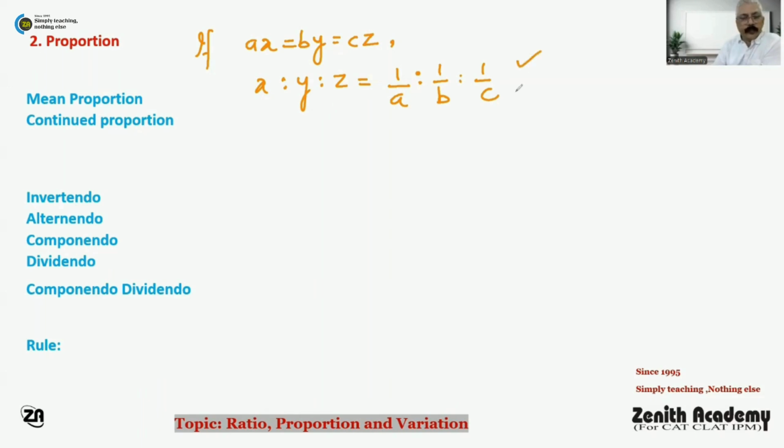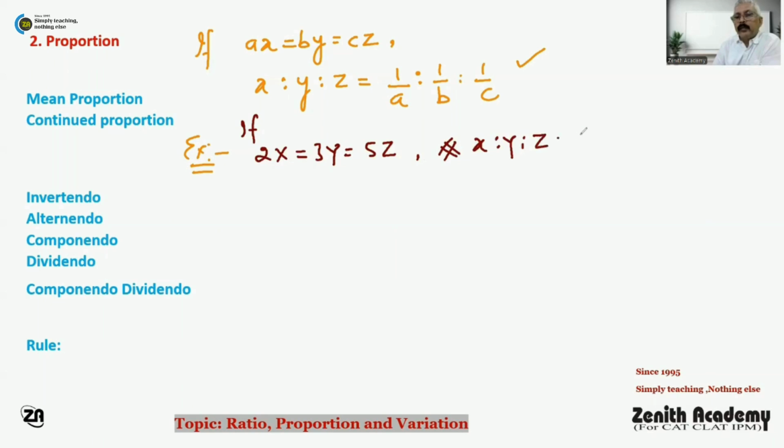Okay, let us understand it with this example. Suppose 2x is equal to 3y is equal to 5z. If 2x is equal to 3y is equal to 5z, then find the ratio of x is to y is to z.